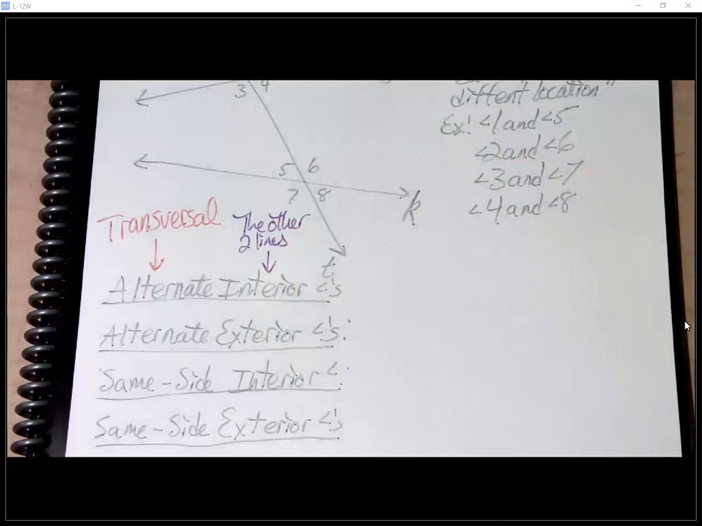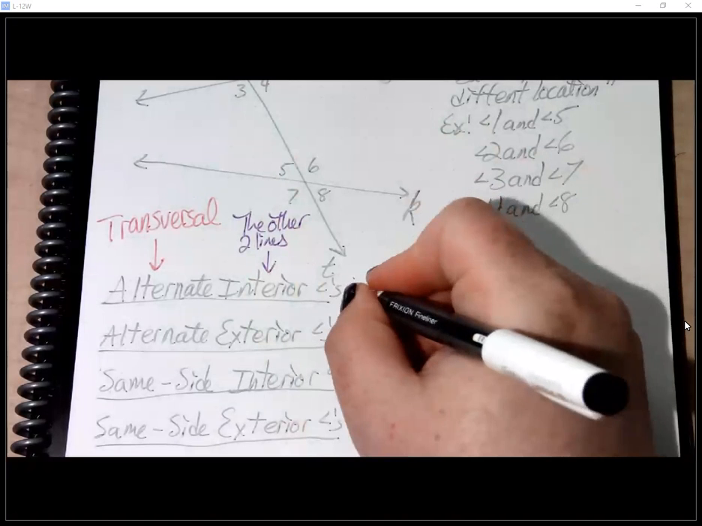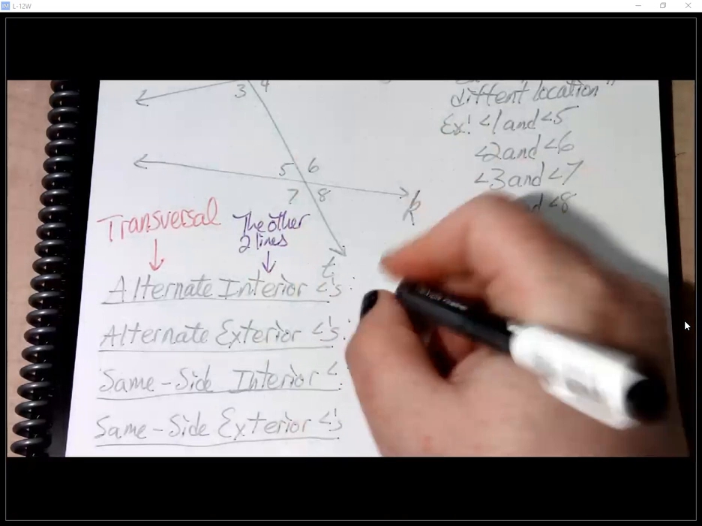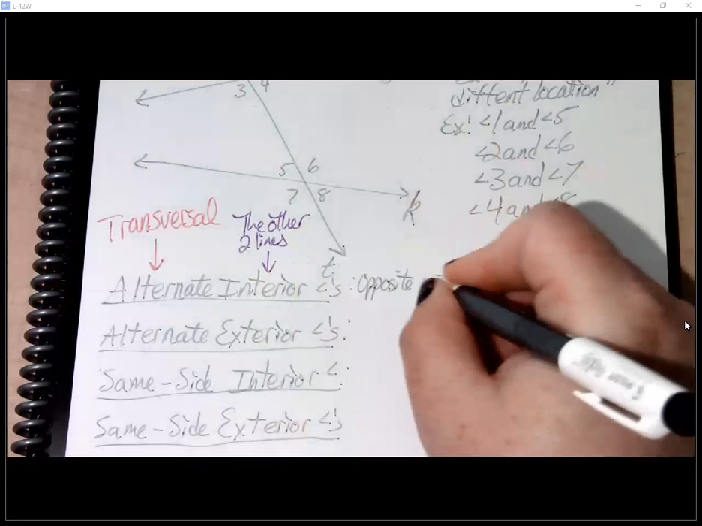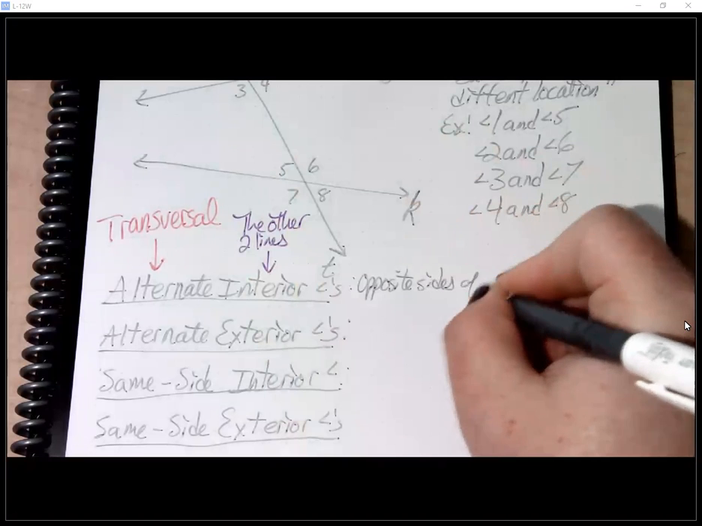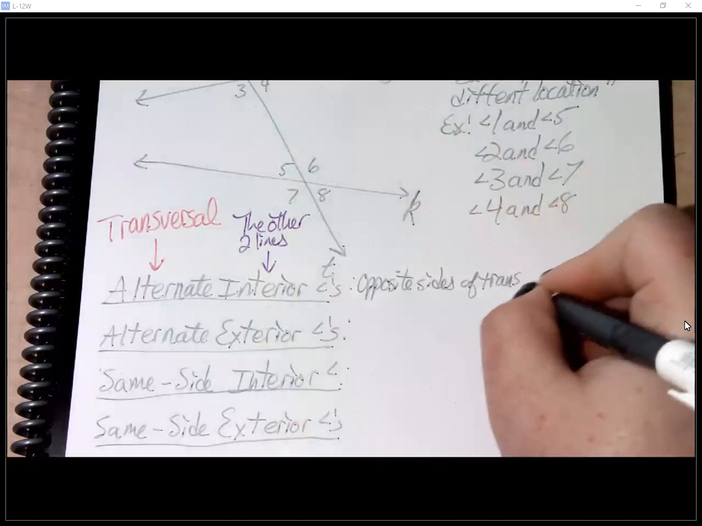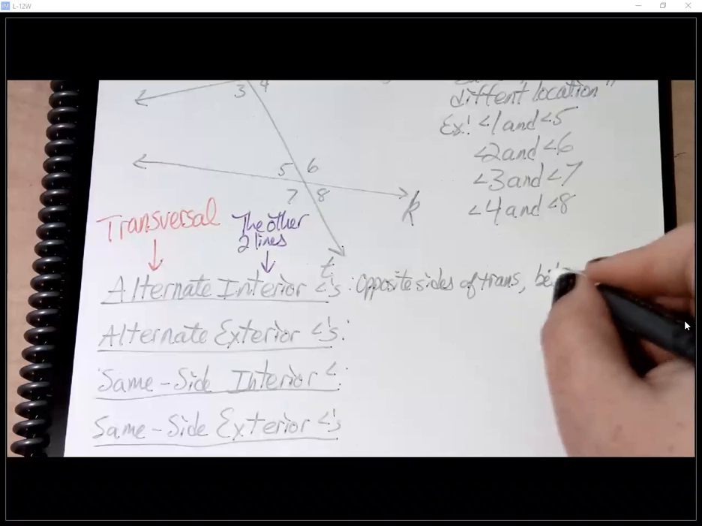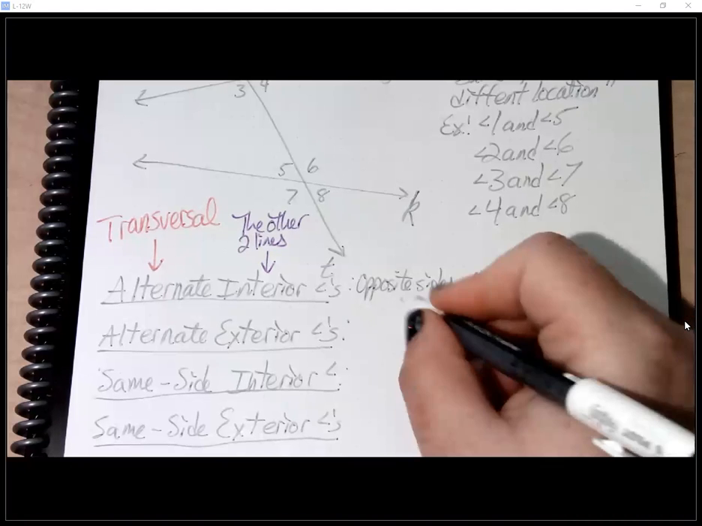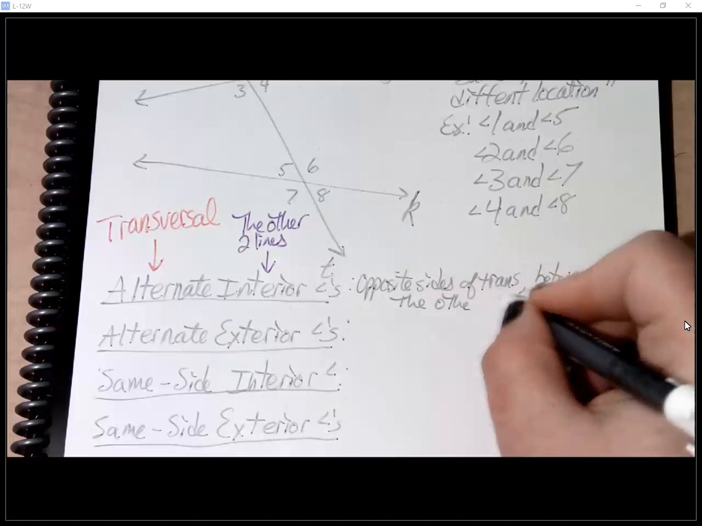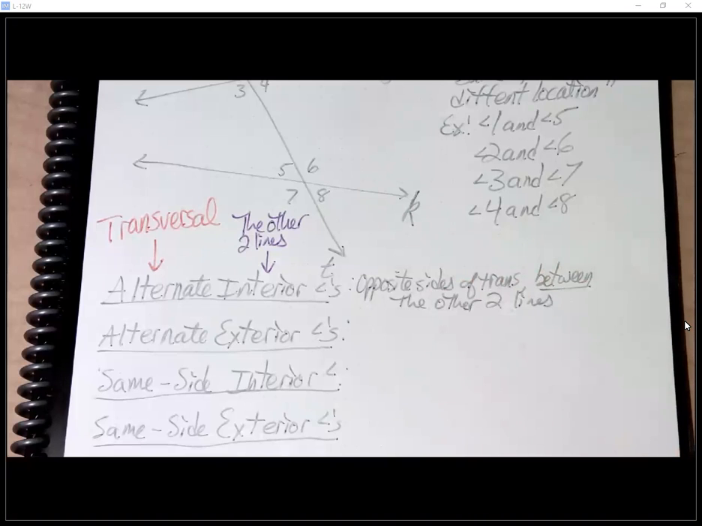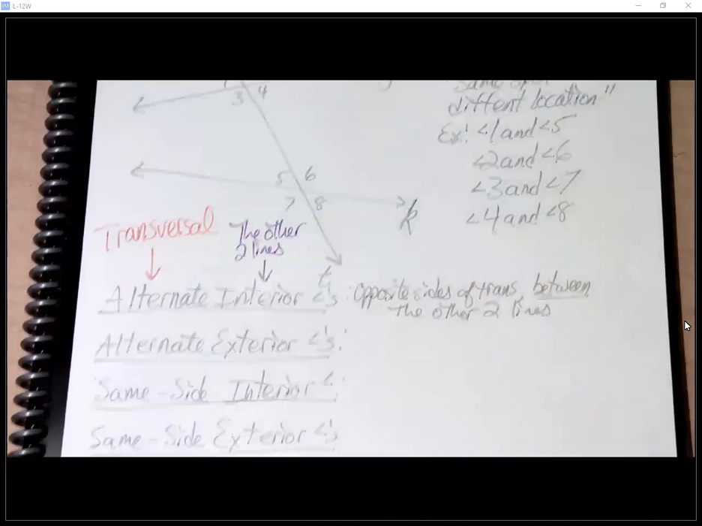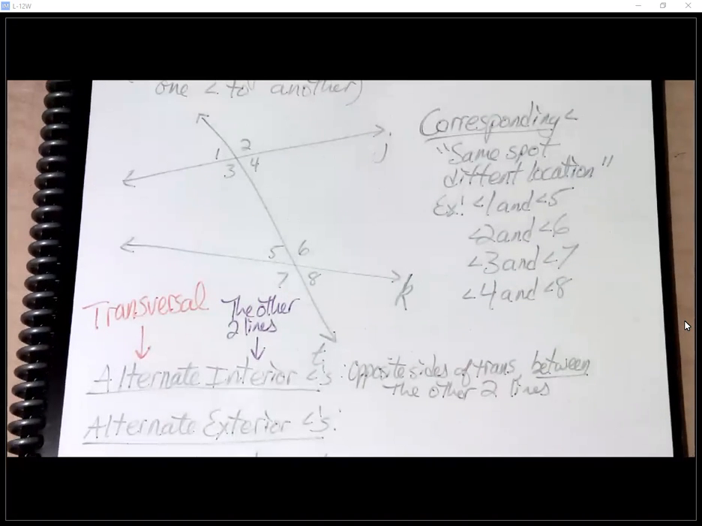So that means alternate interiors occur on opposite sides of the transversal, between the other two lines. So let me give you a moment to get that down, and then we'll look for some pairs of alternate interiors.